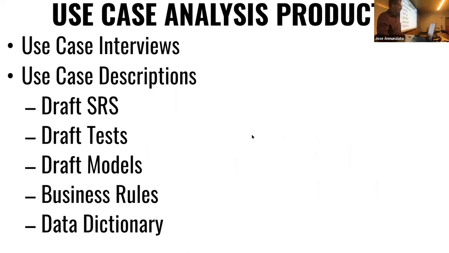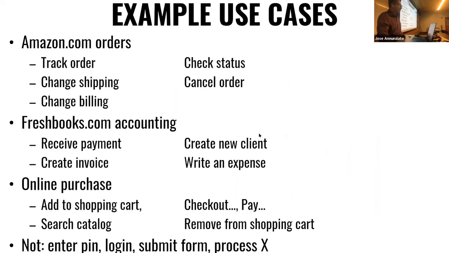And software engineers take all these scenarios, all these user stories, and they go out and they build these things. Okay. All right. So here are just examples of use cases, right? If you're on Amazon, you want to be able to track the order, change the shipping, change the billing, check the status, cancel an order. Online purchases, you want to add things to a shopping cart, search the catalog, check out, pay.